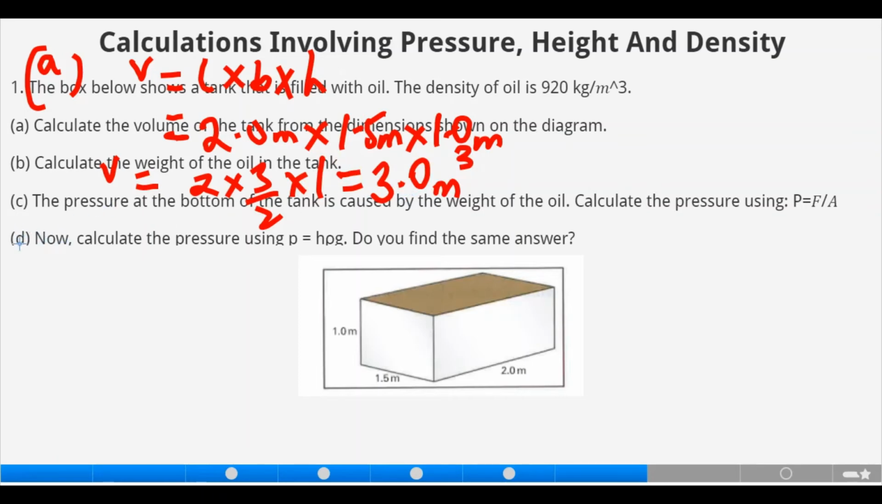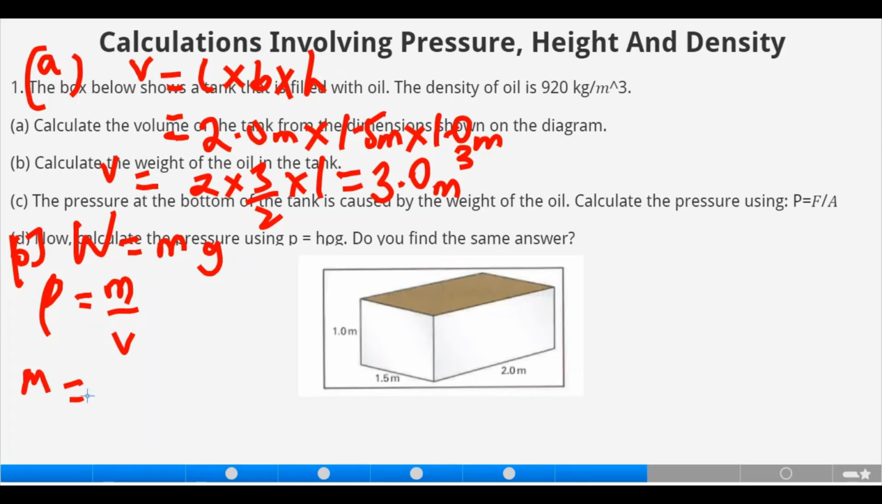Now, let's take on part B. Calculate the weight of oil in the tank. Don't forget that weight is mass times gravity. But we can't find weight directly like this. We have to go through density. And density is mass per unit volume. We know the volume, we know the density.